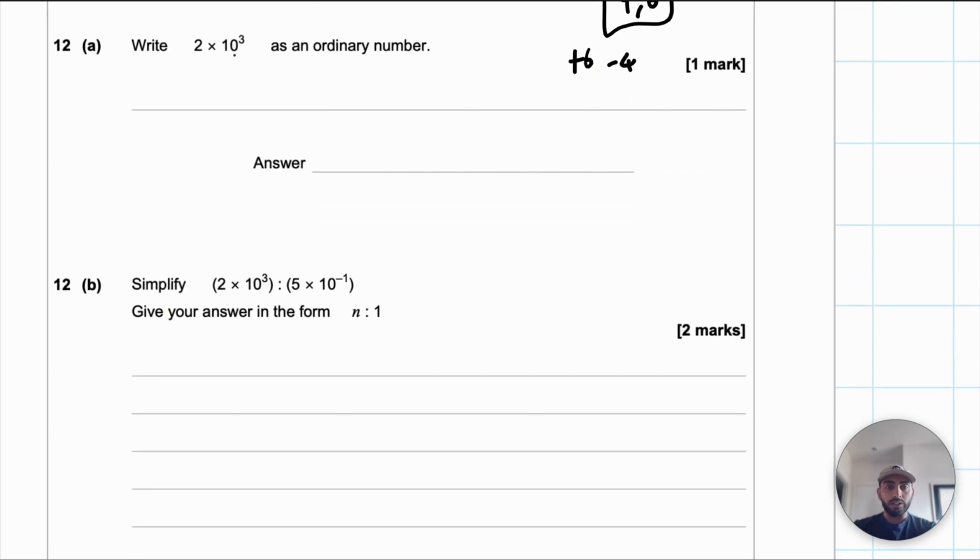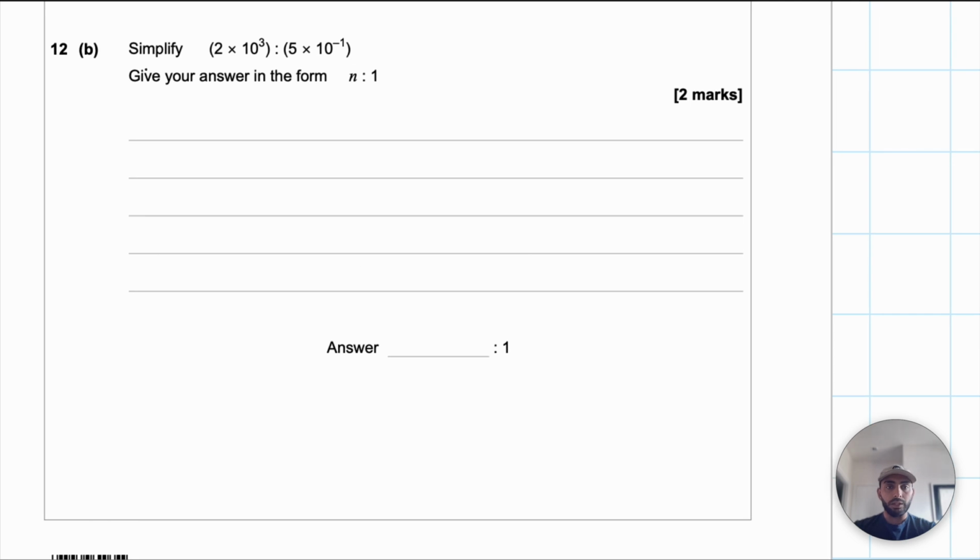Question 12. Write 2 times 10 to the power of 3 as an ordinary number. 10 to the power of 3 is the same as 1,000, or you could think of it as 2 times 10 to the power of 1 is 20, times by 10 to the power of 2, times by 10 to the power of 3, so 2,000. Part B, simplify this ratio and give your answer in the form n to 1.